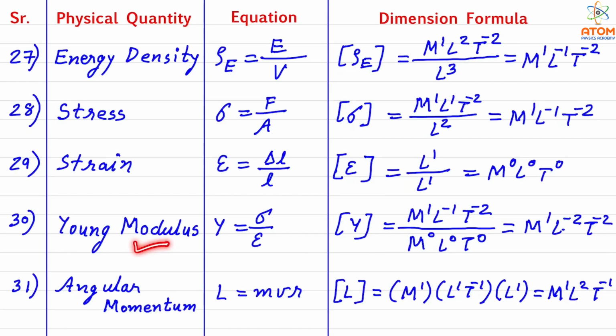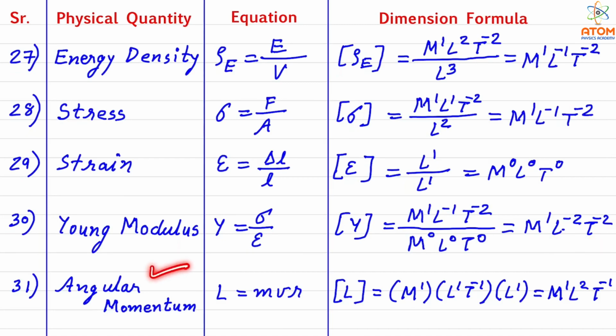Now Young's modulus, that is Y is equal to sigma upon epsilon. This sigma is the same stress and this epsilon is the same strain. So here the dimension formula of sigma, that is stress, is M1 L minus 1 T minus 2, and for strain it is null, M0 L0 T0. So obviously the remaining answer will be M1 L minus 1 T minus 2.